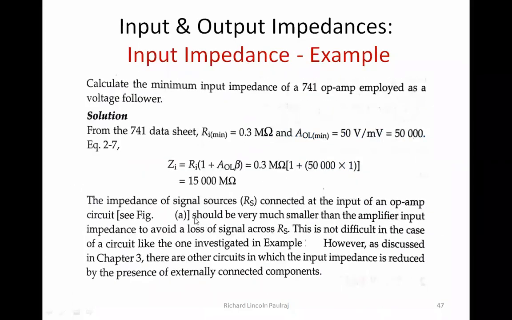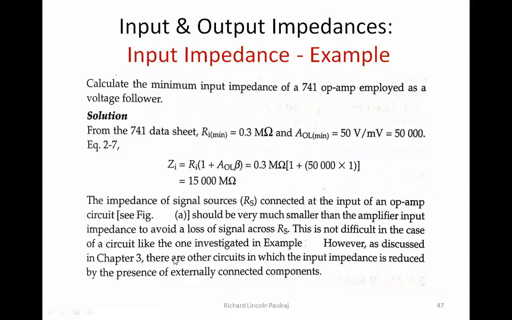Okay, so it should be very much smaller than the amplifier input impedance to avoid signal loss across RS. So across RS, there's going to be a loss, and that loss is nothing but signal loss. This is not difficult in the case of a circuit like the one investigated in this example. In this example, we saw we have about 15 giga ohms, very huge.